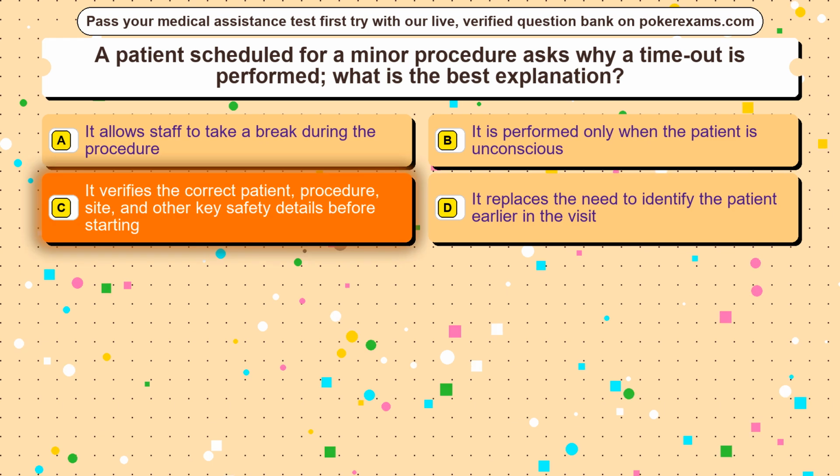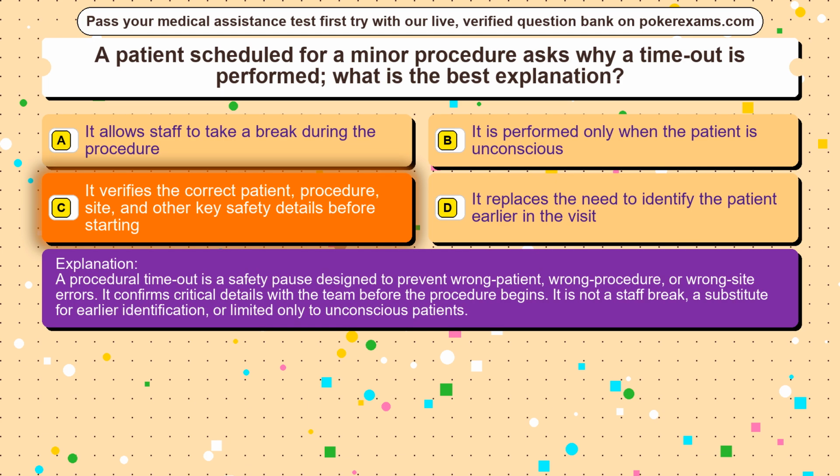The correct answer is option C. It verifies the correct patient, procedure, site, and other key safety details before starting. A procedural timeout is a safety pause designed to prevent wrong patient, wrong procedure, or wrong site errors. It confirms critical details with the team before the procedure begins. It is not a staff break, a substitute for earlier identification, or limited only to unconscious patients. Question 27.